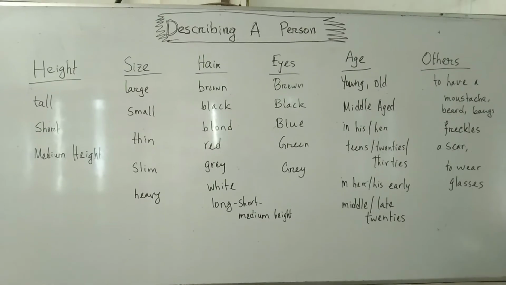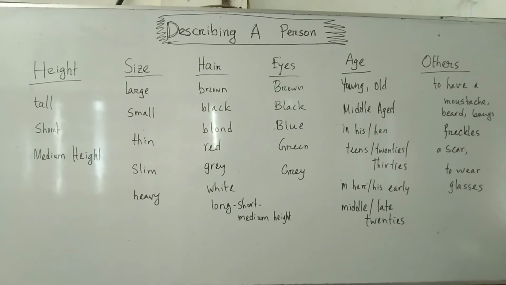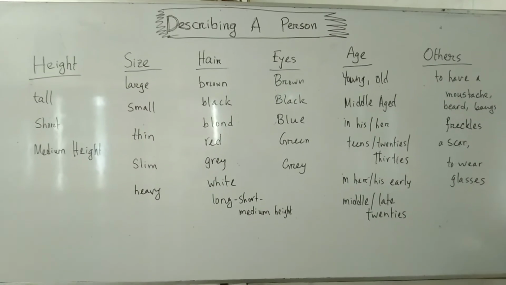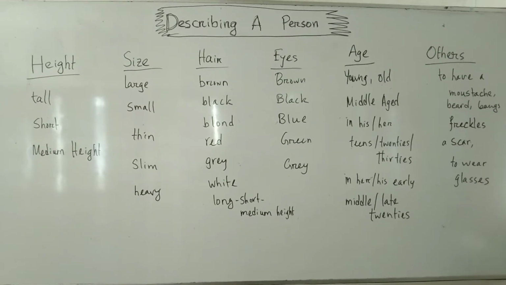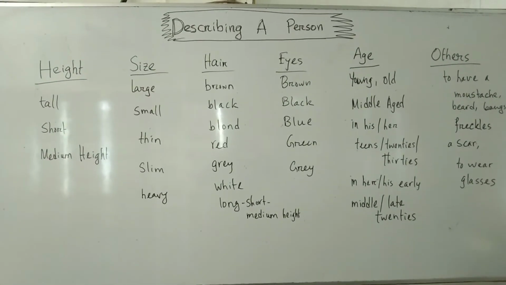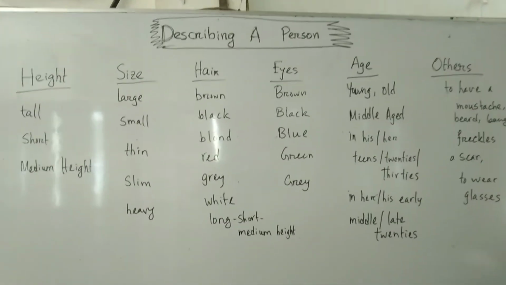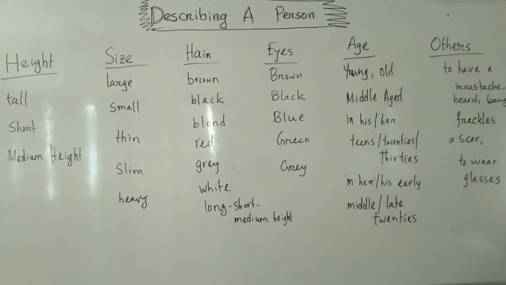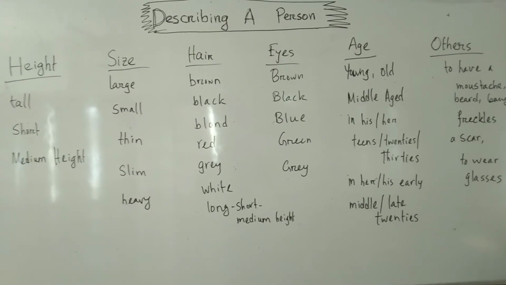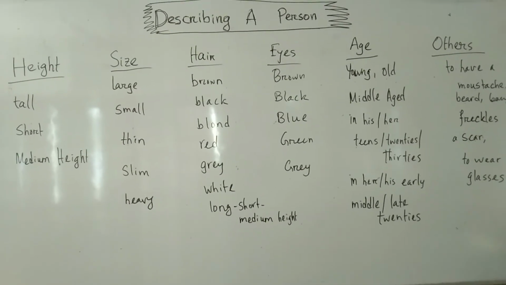So today my part will be very important here. Now we are going to have a session on describing a person. As you can see here on the board, there are 6 specific points to be noted: height, size, hair, eyes, age, and others. So first of all, when you describe a person, you should start with the height. You could say that the man is tall, short, or medium height.